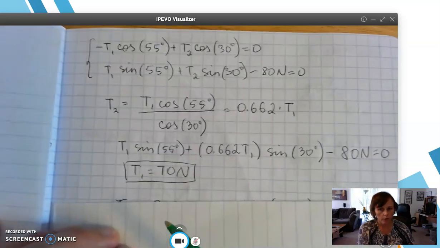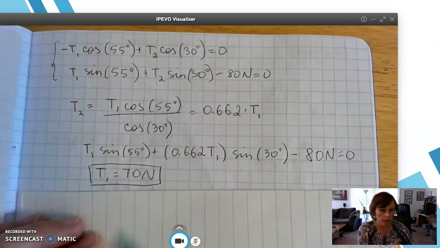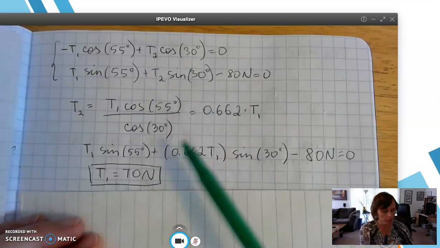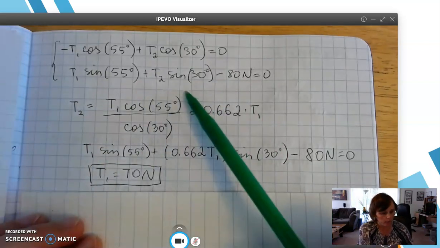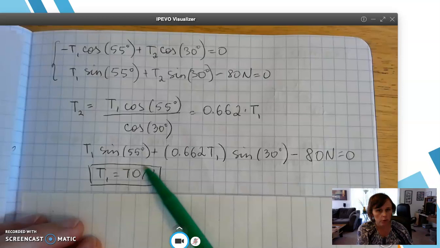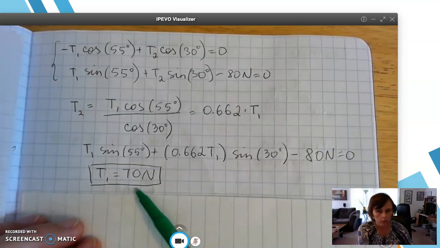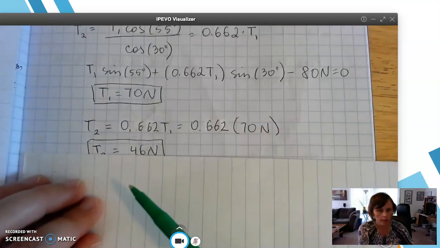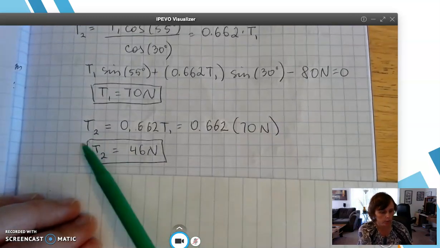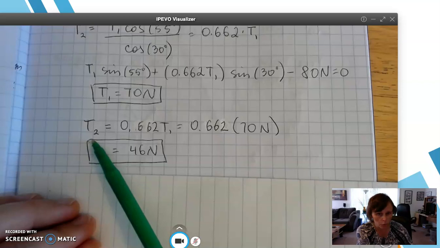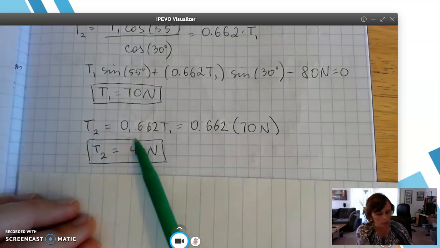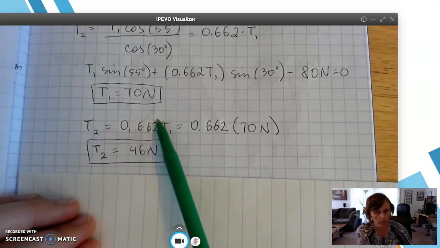Now we can plug it into the second equation for T2 right here, and then we can solve for T1, where T1 equals 70 newtons. And then we can go back and solve for the tension in the second rope, T2, where we multiply this number by T1.